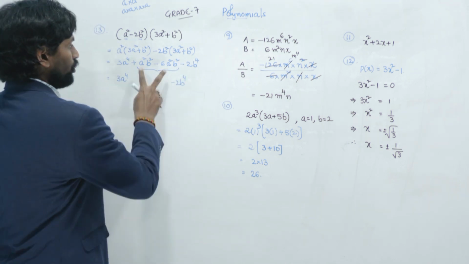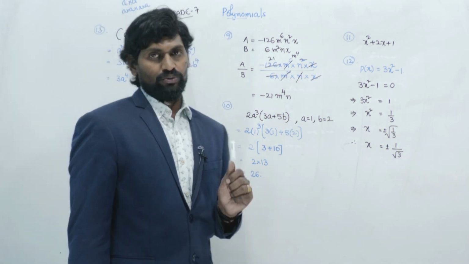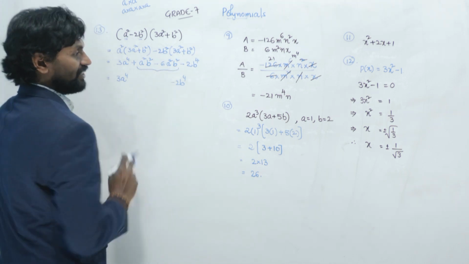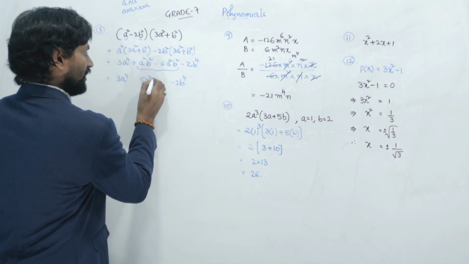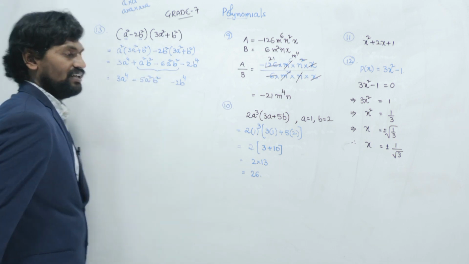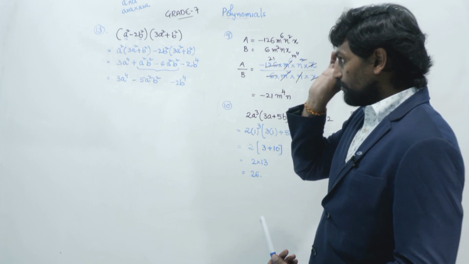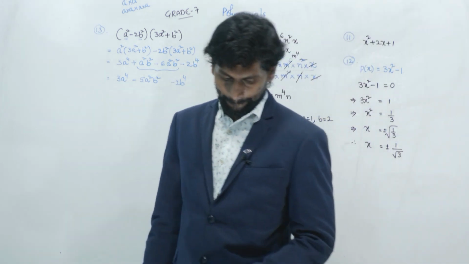Now see, both are unlike terms with different symbols. Different symbols means subtraction we should do. So one is positive, one is negative, subtract 6a square b square, here 1a square b square. 6 minus 1, 5. 5a square b square, and 6 having a symbol minus, so minus. Always bigger number symbol will come. So this is the multiplication of binomial into binomial. We just completed in three steps.